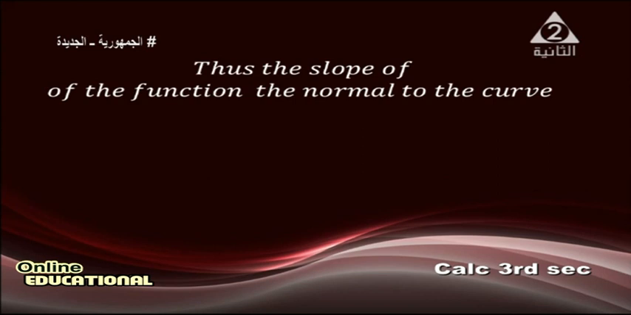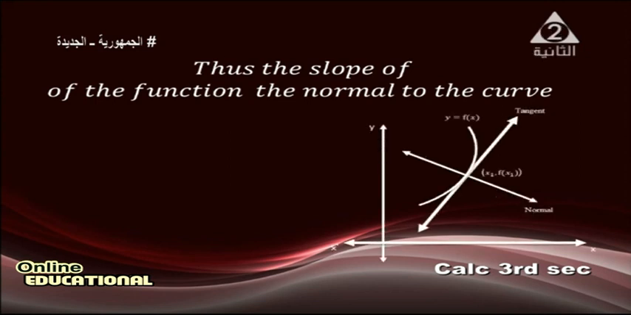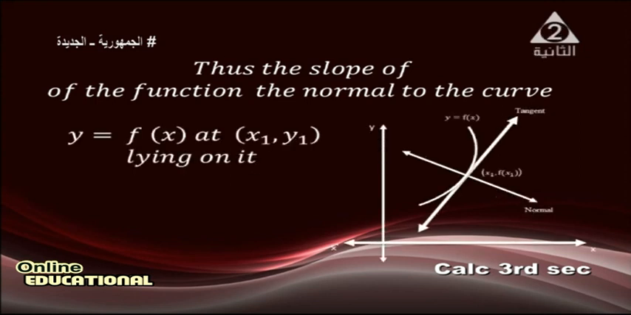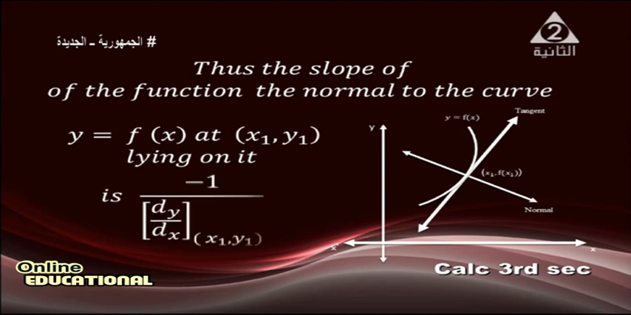Thus, the slope of the normal to the curve of the function y equals f of x at the same point x1 and y1, which is lying on the curve, is -1 over dy/dx at the same point x1 and y1.